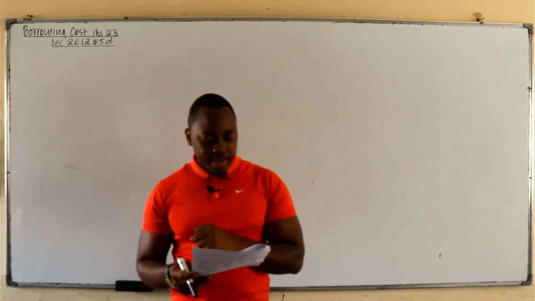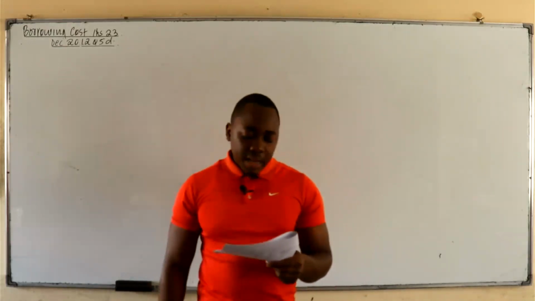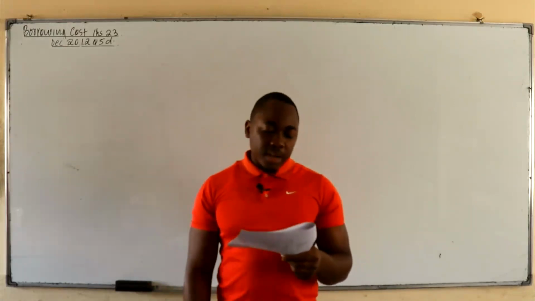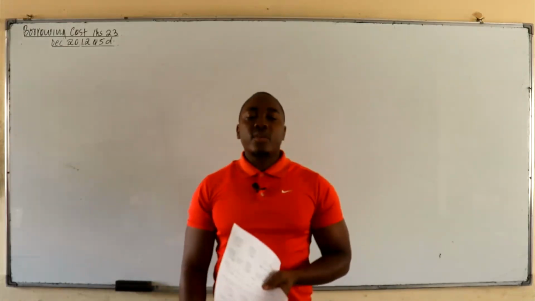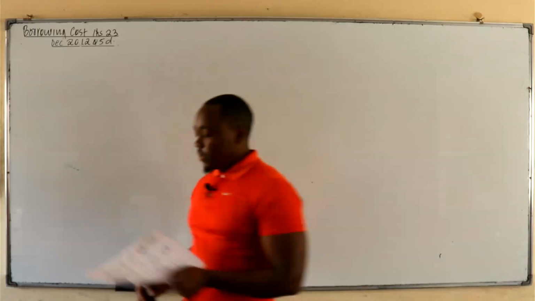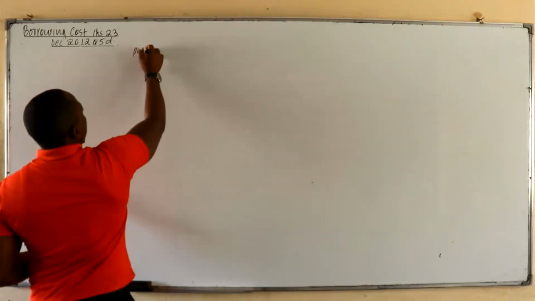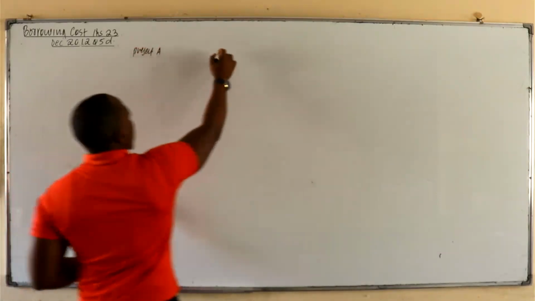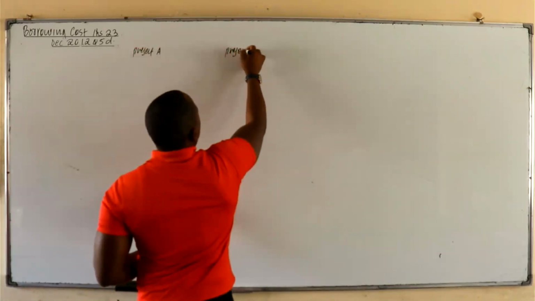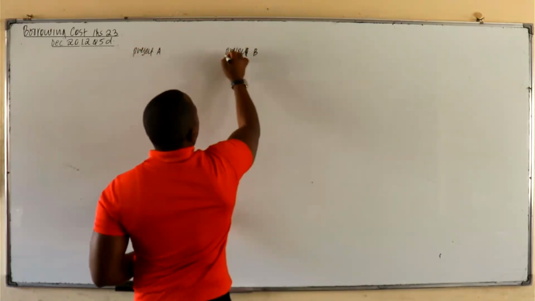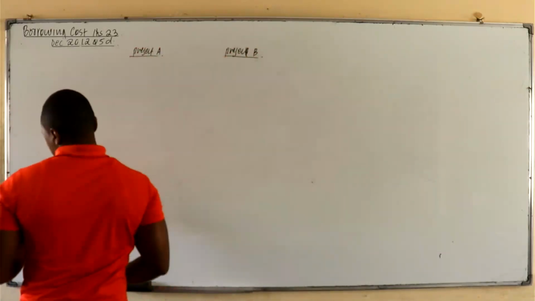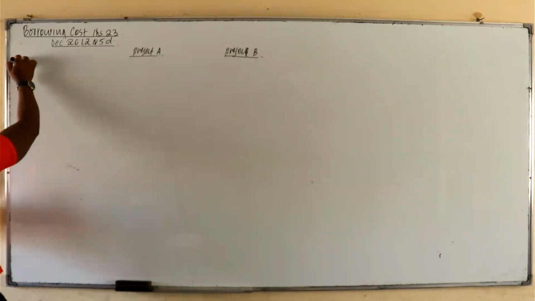Required, number one, borrowing costs to be capitalized for each of the projects as at 30th of June 2012. We want to determine the borrowing costs to be capitalized. So how do we determine that? Now, in this case, we have two projects. We have project A and we have project B. So first of all, I need to determine the interest expense.